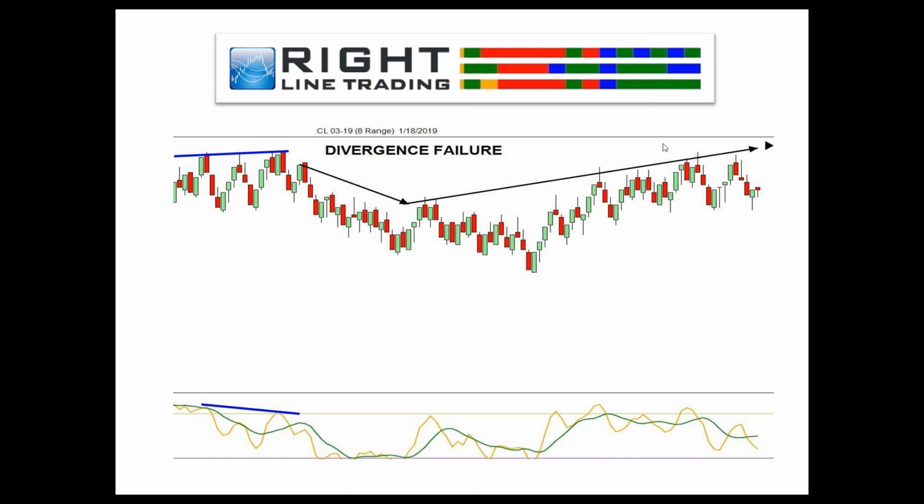Whatever setup you're looking at, if you can't look at the system and be able to tell its associated risk, you shouldn't be trading that system. And you can't really tell which signals are going to work and which signals are going to fail. I mean, it's just totally random. So trading divergence is a very, very dangerous thing.